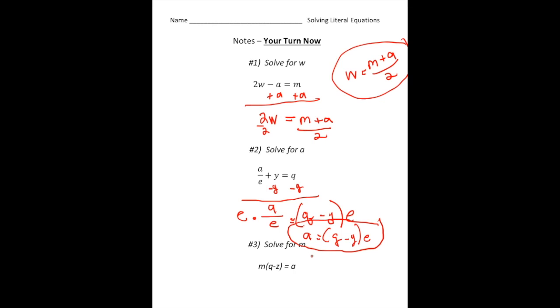And last we're going to try to solve for m. This is m times q minus z equals a. Remember, the opposite of multiplying is dividing, so we can just divide both sides by q minus z. So m is going to equal a divided by q minus z. And there it is. How'd you do?